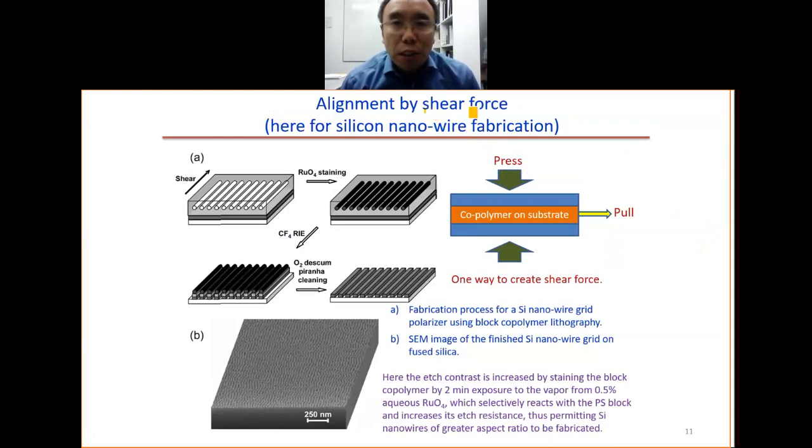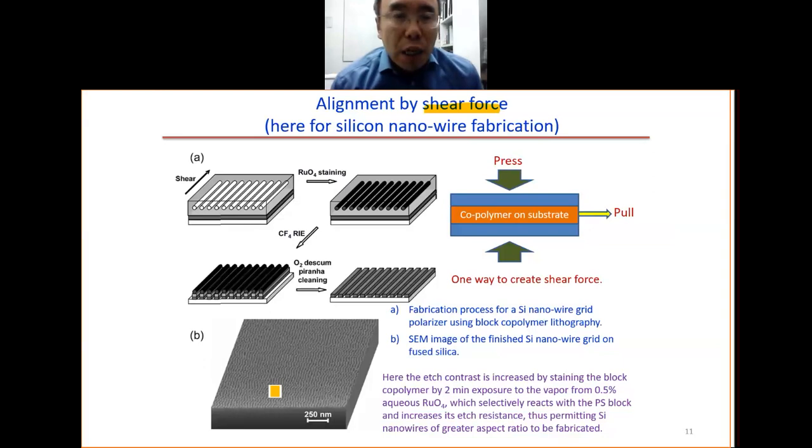So we can also work with the shear force. So when we have the shear force, how to apply the shear force? You press the copolymer film on the substrate between two plates, then you pull it. When you pull it, it forms the shear force. In this example here, A forms the cylinder in B. If we pull it, you can see they are well aligned along the same direction.